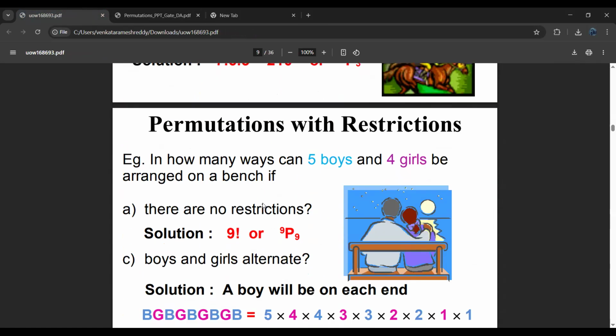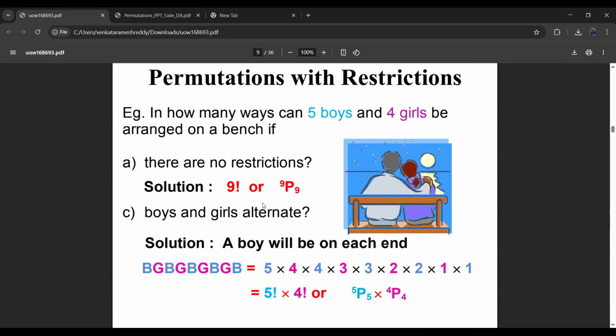Okay. And also there are permutations with restrictions. It means there are some restrictions which can be seen in permutation. We will see that. So see one example. In how many ways can five boys and four girls be arranged on a bench if there are no restrictions?